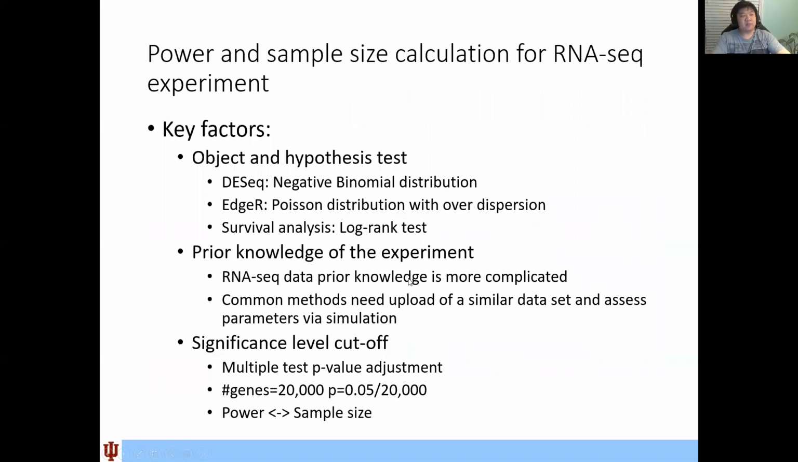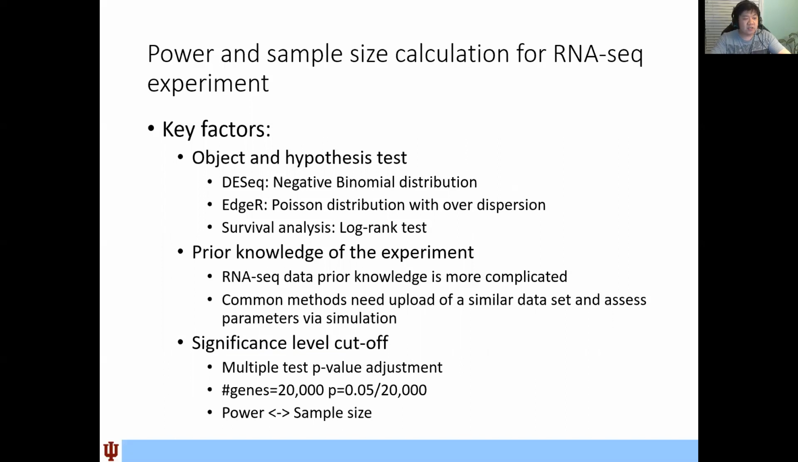Then we talk about the power and sample size calculation specific for RNA-seq data. As we have mentioned, the key factors include the objective and the hypothesis test. For RNA-seq data there are different types of statistical tests, including DESeq-based differential gene expression test, which uses the negative binomial distribution, edgeR-based differential gene expression test, which uses the Poisson distribution with an overdispersion assumption, and also survival analysis, which uses the log rank test.